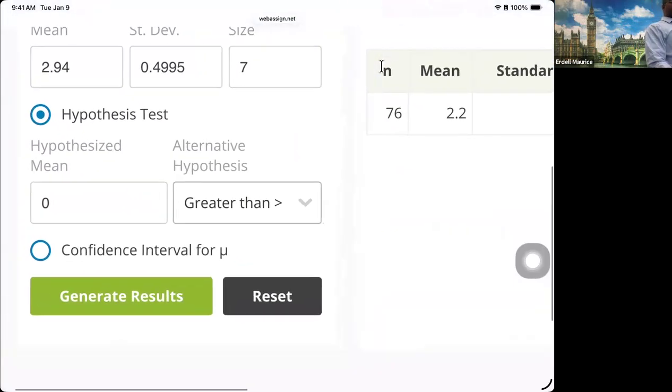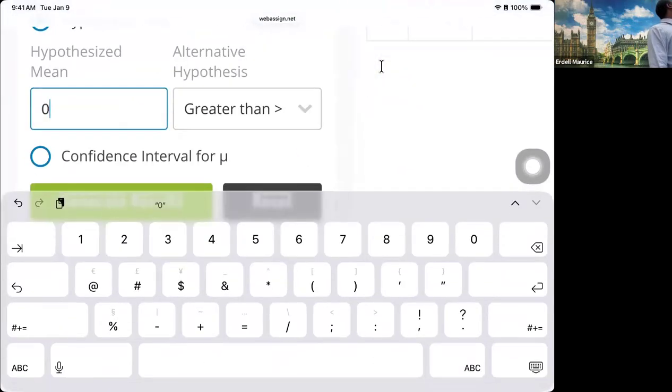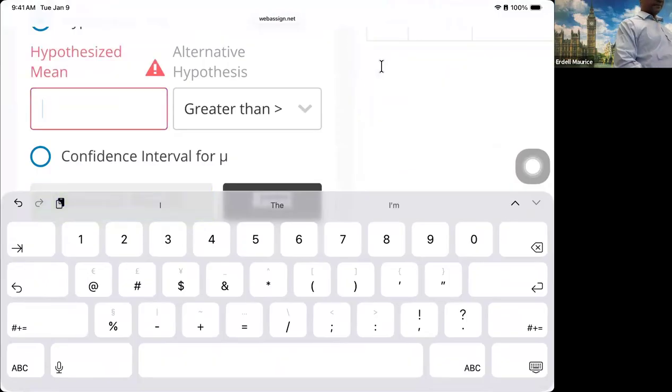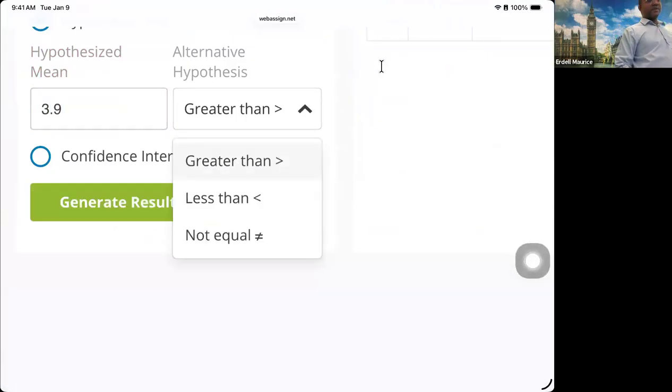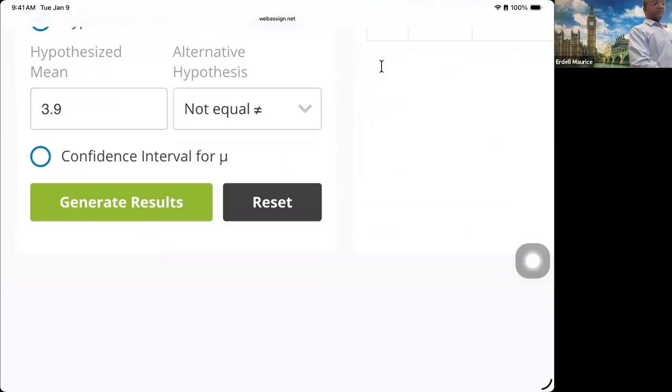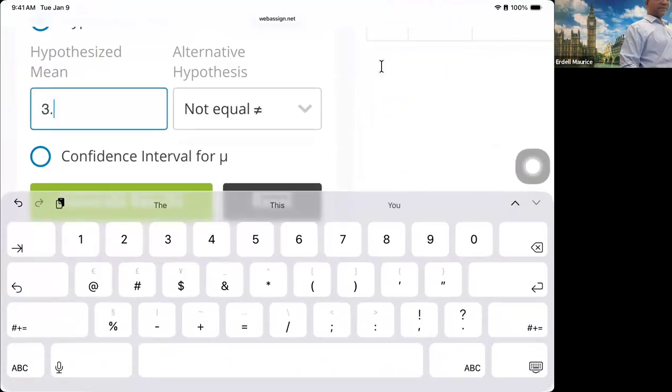Okay. What's the hypothesized mean? 3.5. And then what kind of test is it? 1-tailed or 2-tailed test? A 2-tailed test is going to be not equal to. Sorry, 3.5. There we go.